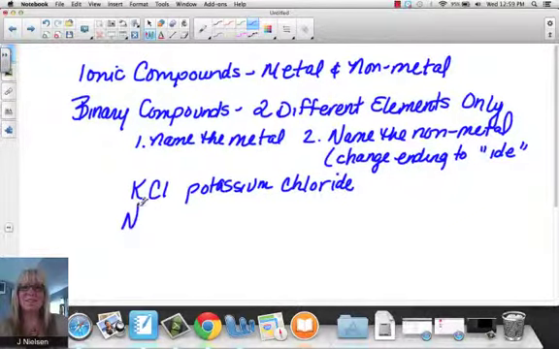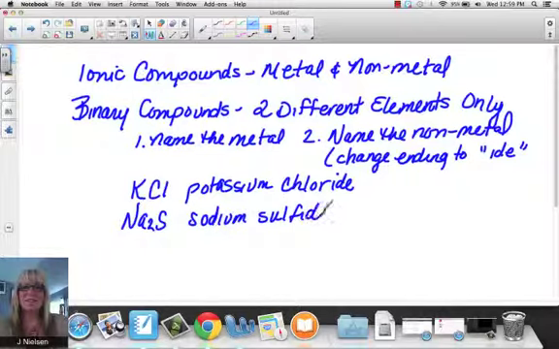Another one would be Na2S. So we name the metal, which is sodium, and we name the nonmetal, which is sulfur, and change the ending to sulfide.